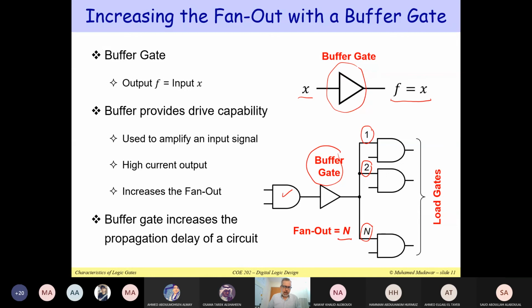So the importance of the buffer gate is that it can have a high fan out and it can supply a high current output. This is the reason why people use buffer gates.